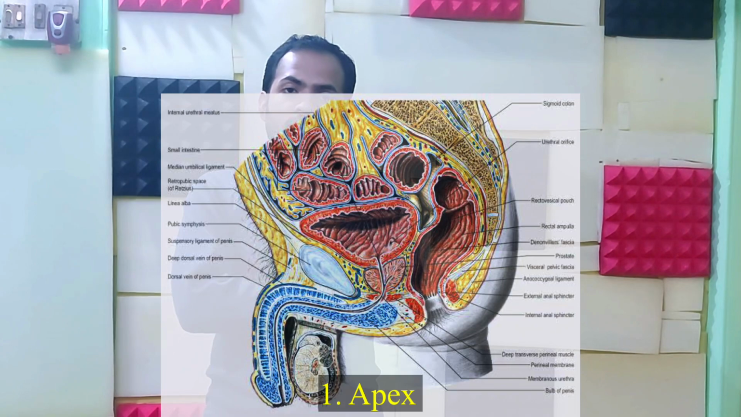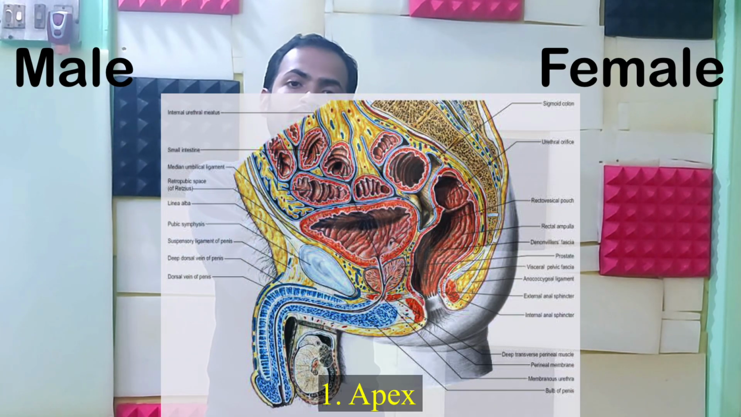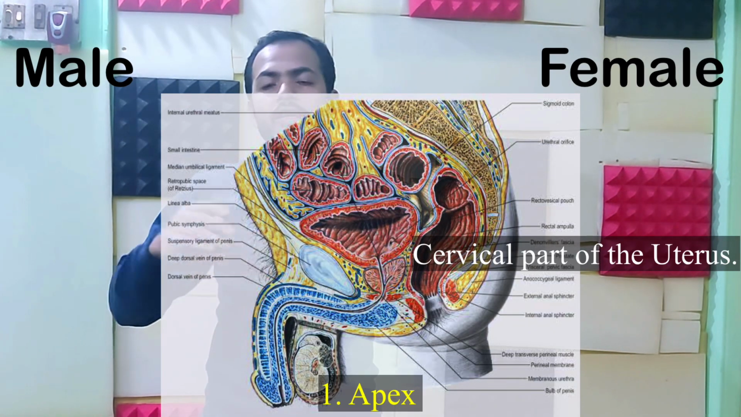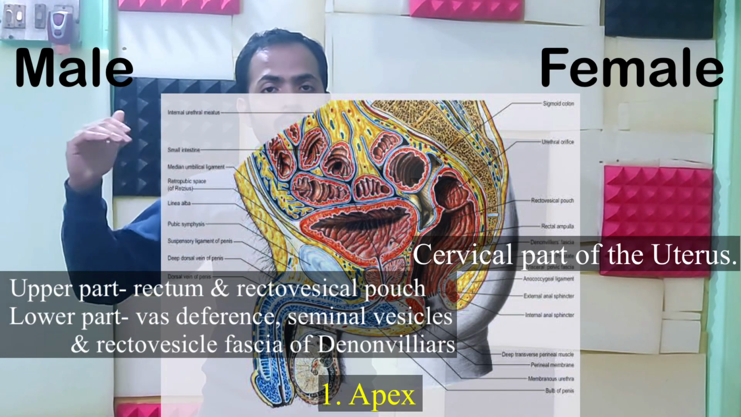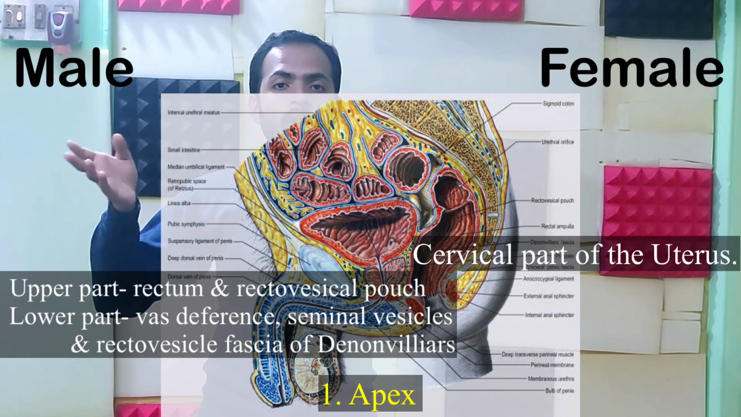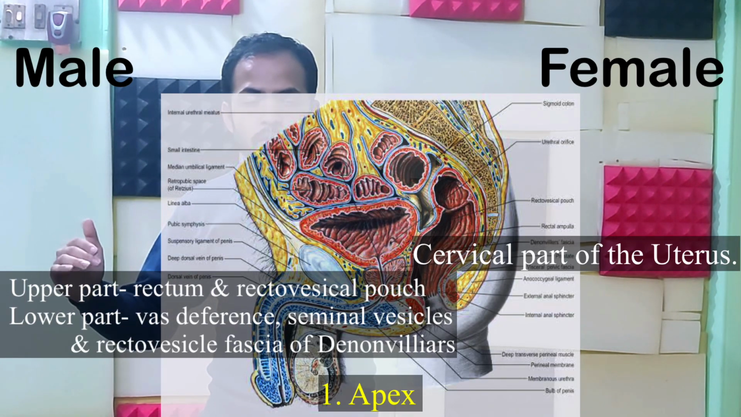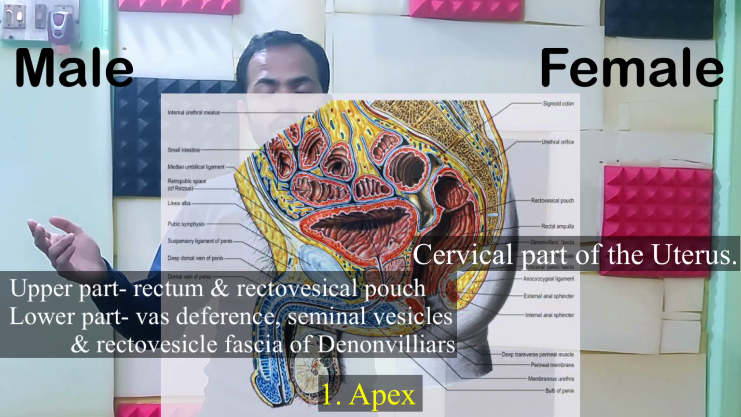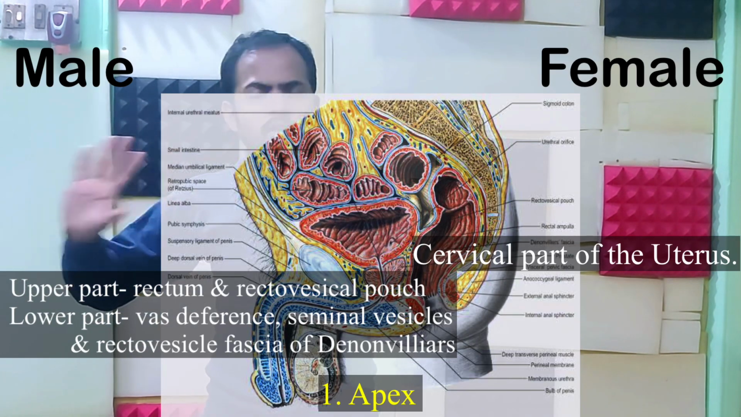First point is our apex, and I will talk about male and female. In female you will find the cervical part of the uterus. In male, in the upper part of the apex you will find the rectum and rectovesical pouch. That's it. In the lower part of the apex you will find the rectovesical fascia of Denonvilliers, then the vas deferens and few seminal vesicles. That's it.